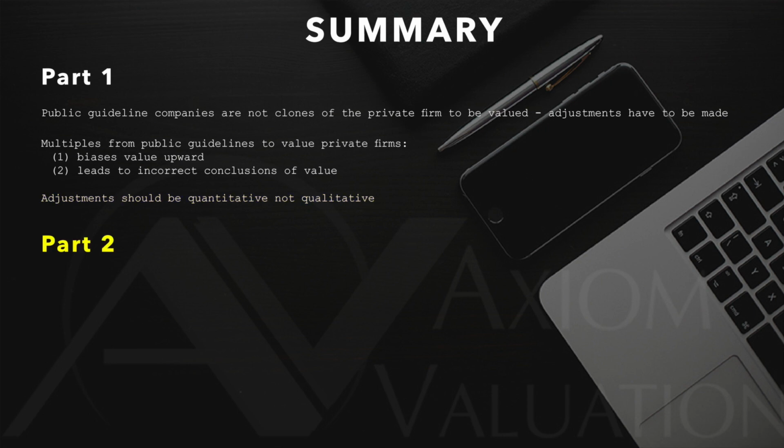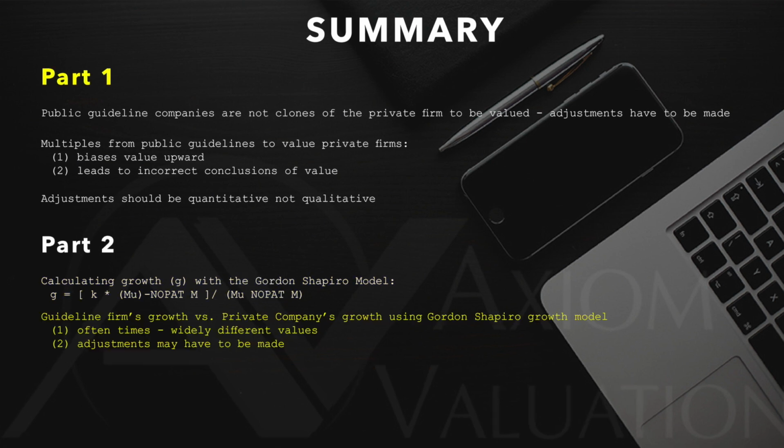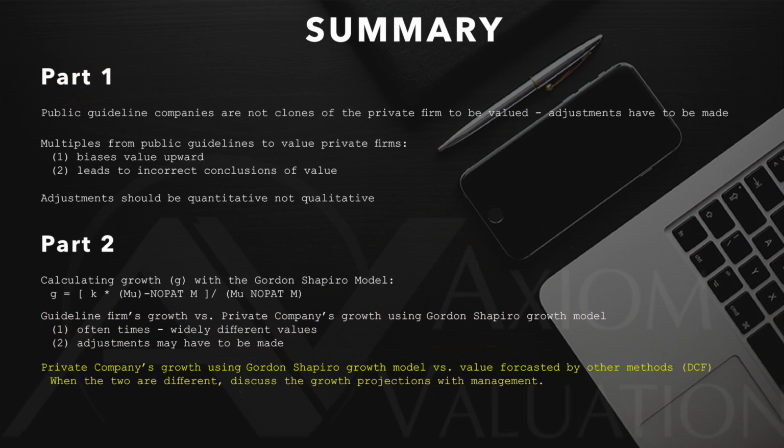In Part 2A and B, we looked at how to calculate growth using the Gordon-Shapiro model, and we show the equation here in the slide. We talked about comparing guideline firms' growth with Gordon-Shapiro growth calculated from the private company often shows widely different values, and when this occurs, adjustments have to be made. And we looked at value of the private firm from Gordon-Shapiro model versus the value forecasted by other methods, for instance, discounted cash flow. When the two are not the same, you should go back to management and discuss growth projections.